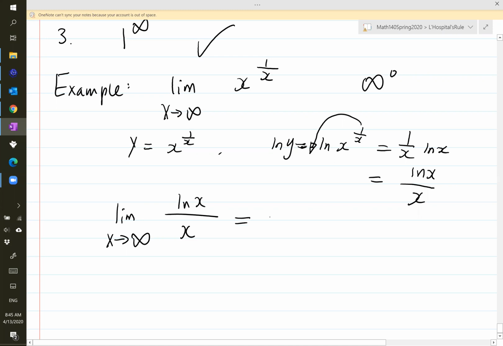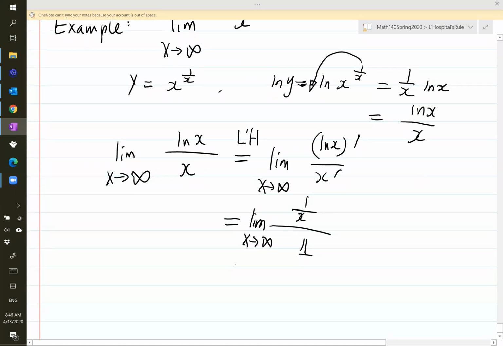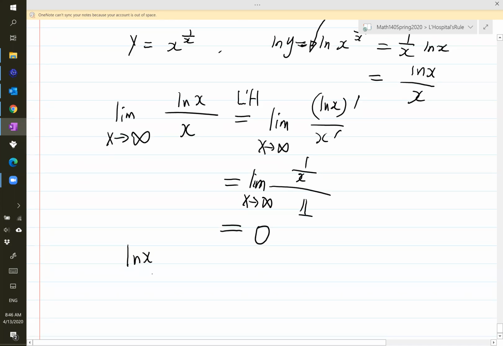Now you can also apply L'Hopital's rule. So ln x derivative over x derivative. X derivative is 1. Ln x derivative is 1 over x. So this is the limit of 1 over x as x approaches infinity, which turns out to be 0. Very easy. So this tells us that ln x over x approaches 0 as x approaches infinity. Now we are not done yet.